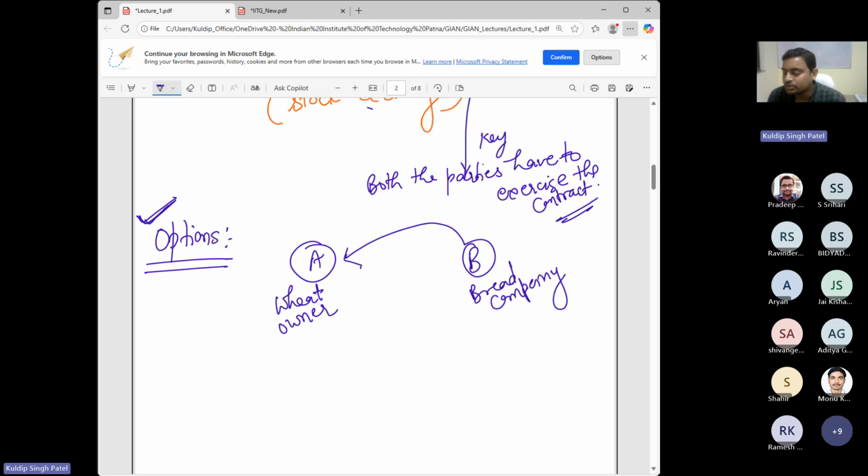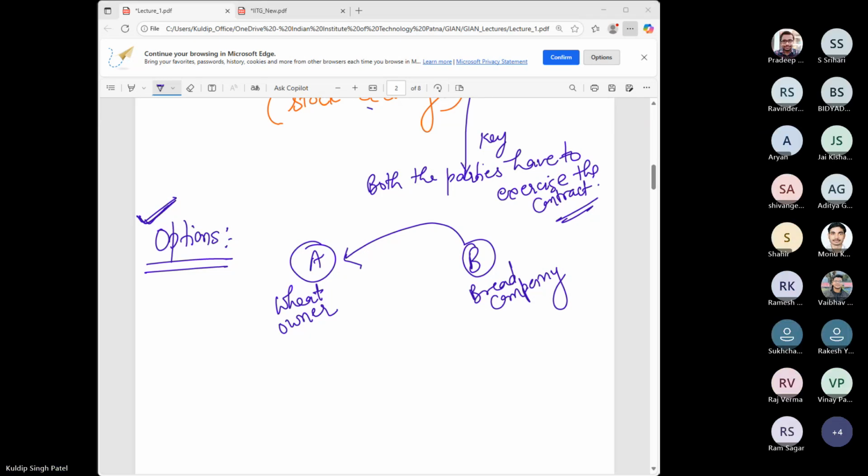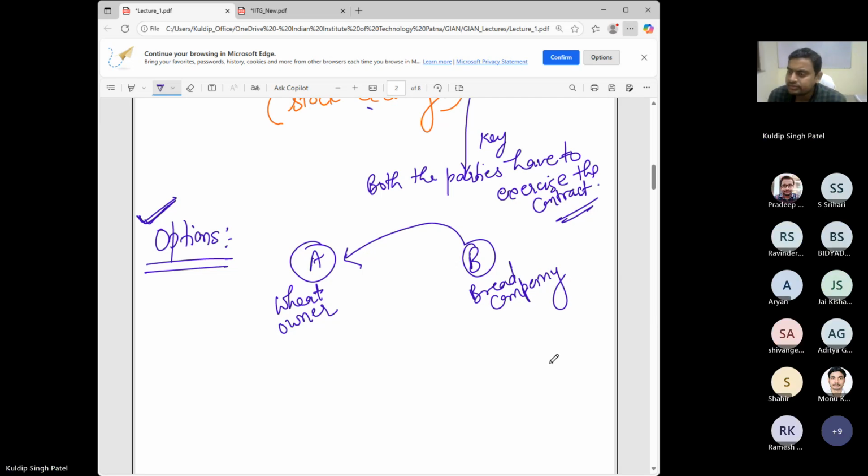B is having the option. But now what question comes to your mind in this case? Anyone? The simple question is why should A agree? Why should A agree that, okay, if you want to buy, you will buy; if you don't want to buy, you don't buy? Why should A be agreeing to this contract?